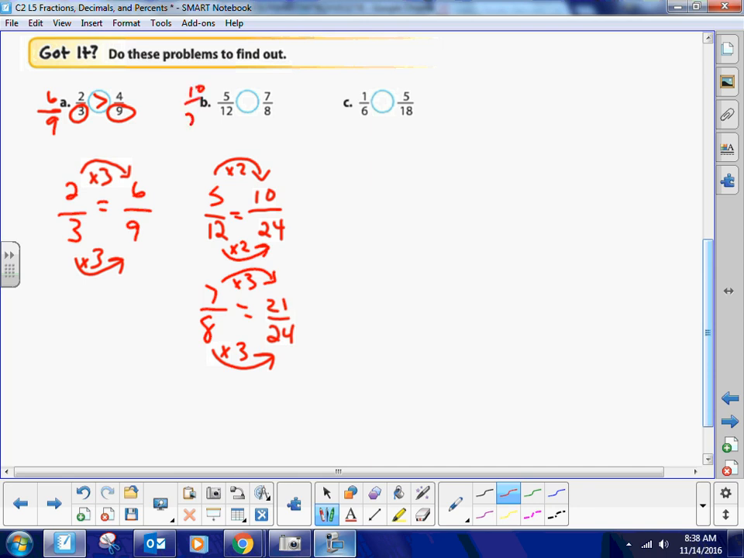10/24 and this one is 21/24. So 5/12 is less than 7/8. All right. Now 6 is 18. The least common denominator between those two is going to be 18. You don't have to change the 1. Okay, but to get 6 to look like 18, you multiply it by 3. 1 times 3 is, well, 3. So this is 3/18. And 3/18 is less than 5/18.